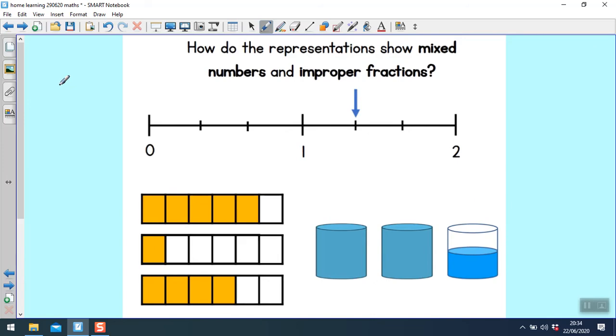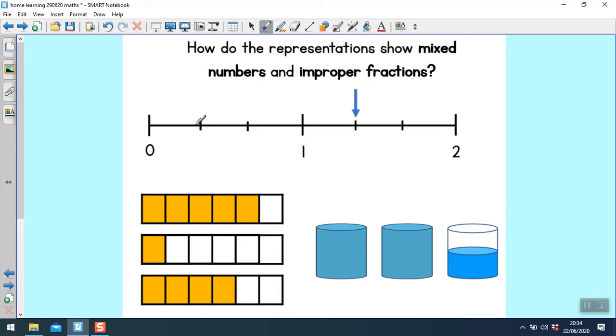How do the representations show mixed numbers and improper fractions? Let's have a think about it first together. So I've got a number line here. This goes from 0 up to 1, and this goes from 1 up to 2. How many jumps are there between 0 and 1? So it's 1, 2, 3 jumps.